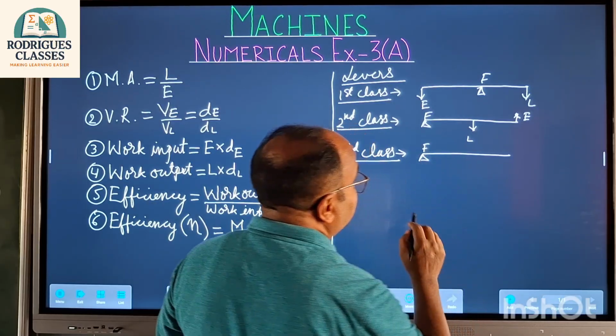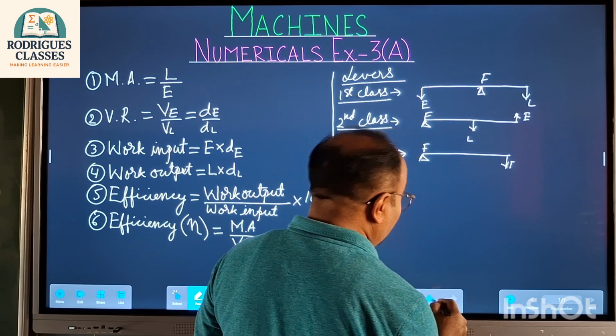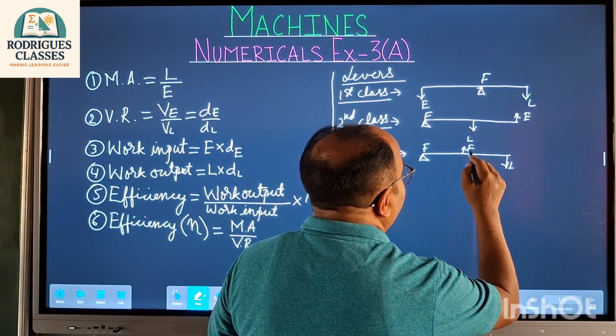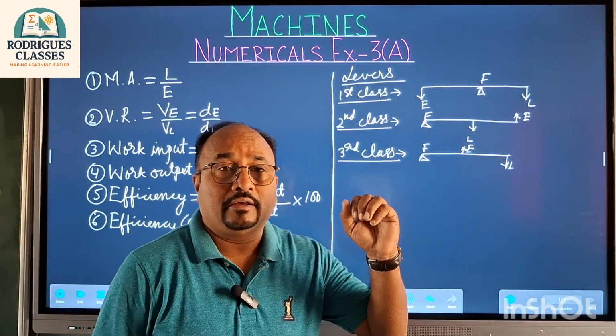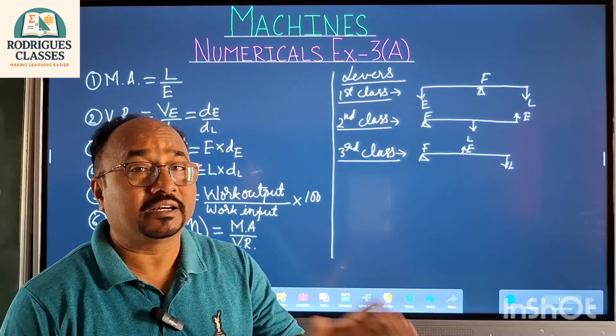So the fulcrum comes here, then there will be a load. So this load has to be lifted up, and for that you require effort to be applied in the upward direction. So when the effort is in the middle, we call it the third class lever.